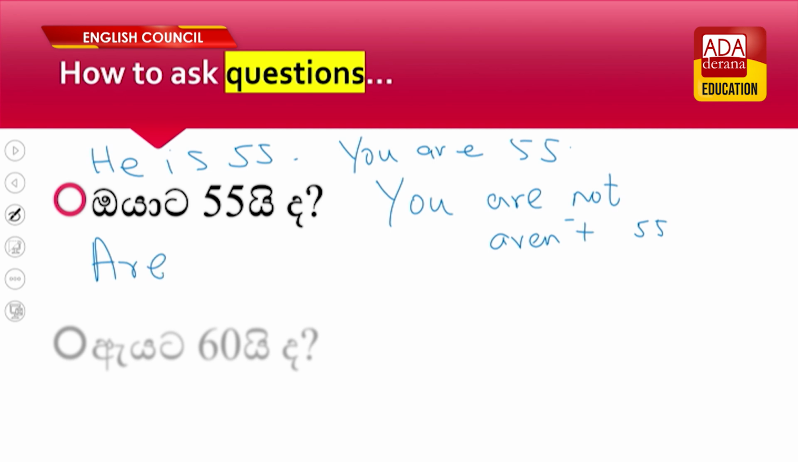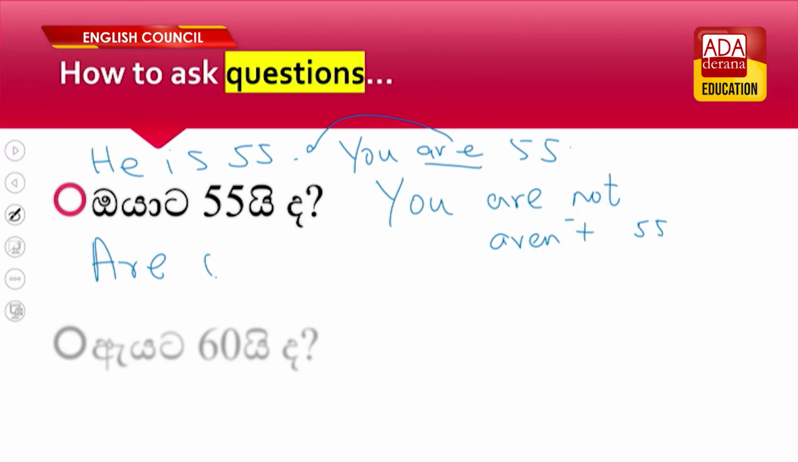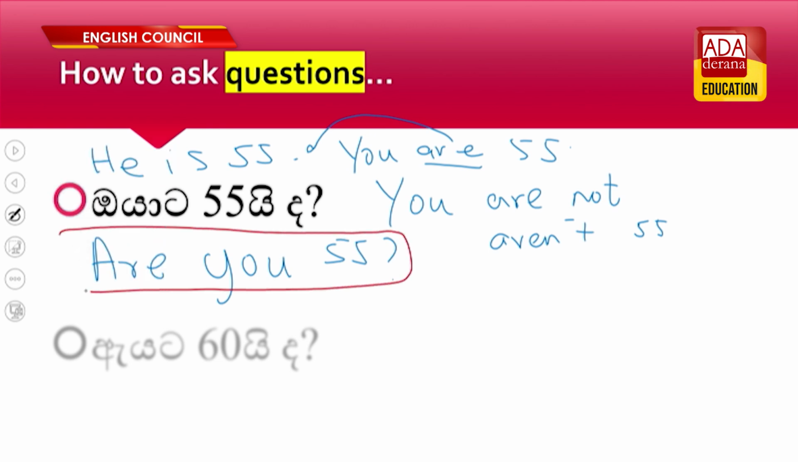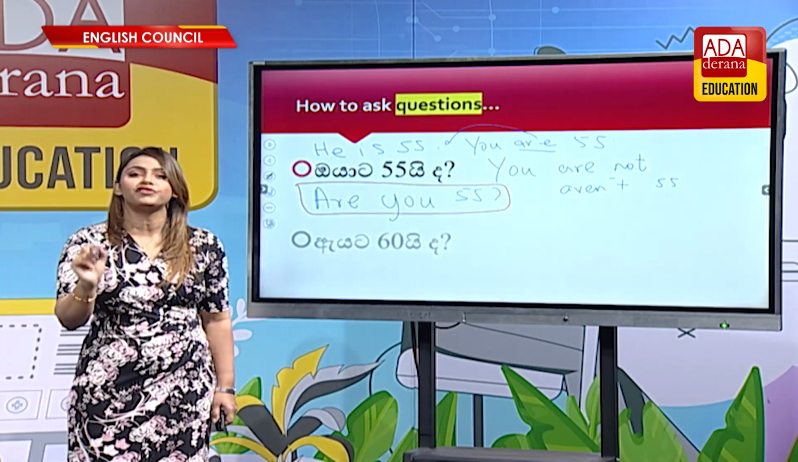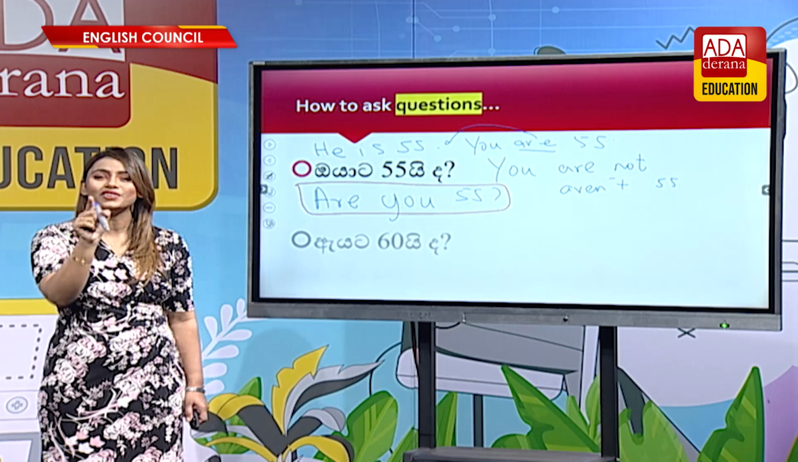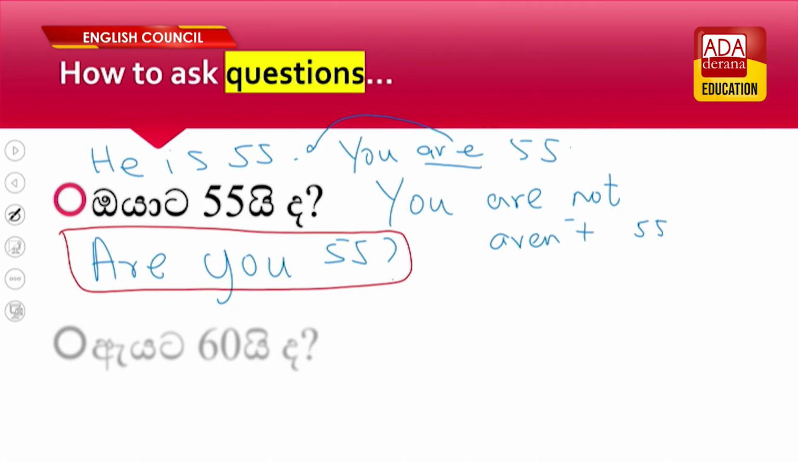ඔන්න මම ගත්තා මේ එක ඉස්සරහට එනවා. Are you 55? ඔන්න question එක ඇහුවා. හරිම ලේසි. Are you 55? ඔයාට 55ද? Are you 55? Right. Look at the screen. Now you have another question.